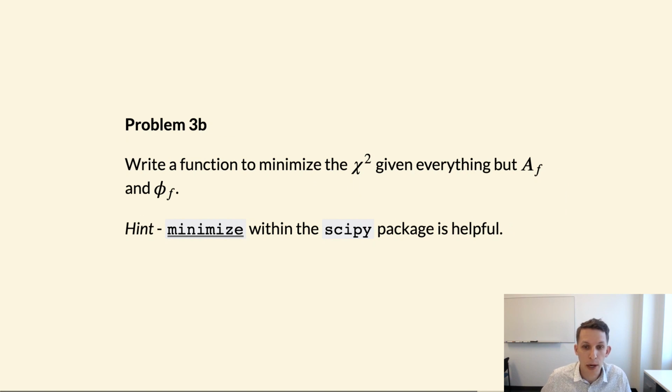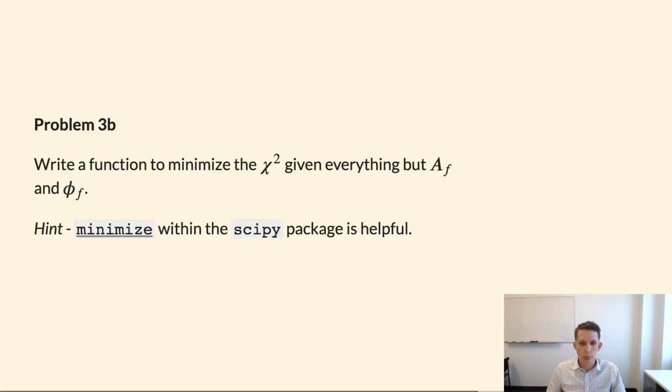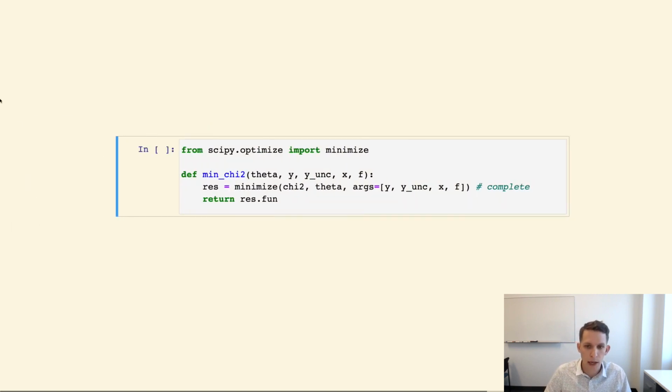Okay, so now we want to write a function to minimize the chi-squared given everything but a sub f and phi sub f. And the easiest way to do this is using the minimize function in SciPy. If you haven't seen that before, basically what you do is you can pass in some function that you want to minimize, the parameters that are allowed to vary, and then any arguments, essentially data upon which the model is going to be conditioned. Okay, you can provide those three things, and then SciPy will figure out the optimal values for your variables. Okay?